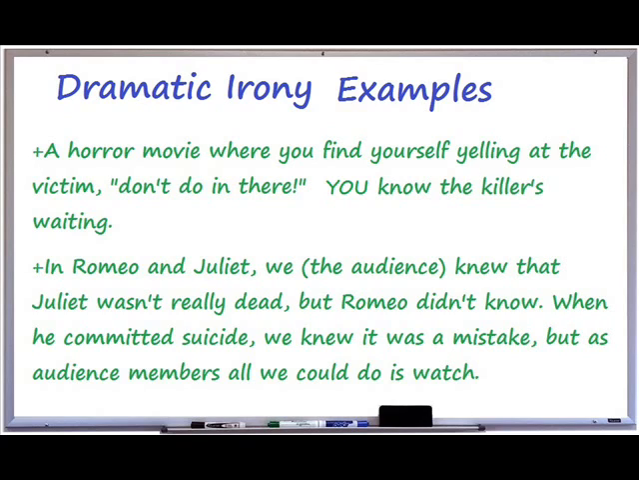In Romeo and Juliet, we as the audience knew that Juliet wasn't really dead, but Romeo didn't know, so when he committed suicide, we knew it was a mistake, but as audience members, all we can do is watch.